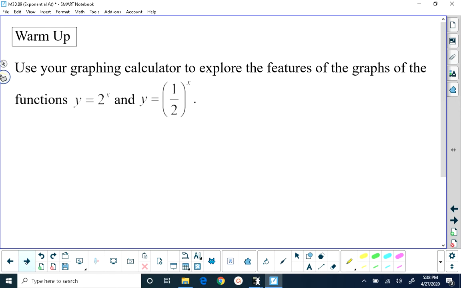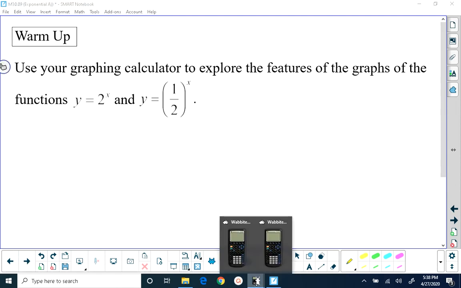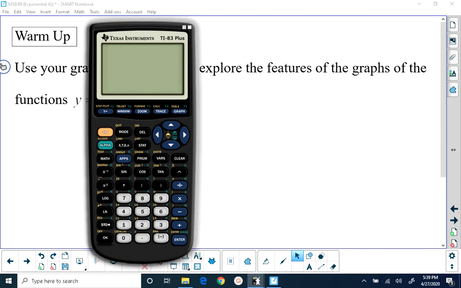As a warm-up, in order to understand the role that b plays in the graph of an exponential function, we're asked to compare the two graphs, y equals 2 to the x and y equals 1/2 to the x. I'm going to use my graphing calculator for each of these, and of course you can follow along, but I want to point out to you that I've already entered in a particular window setting that is going to be best for my explanation here.